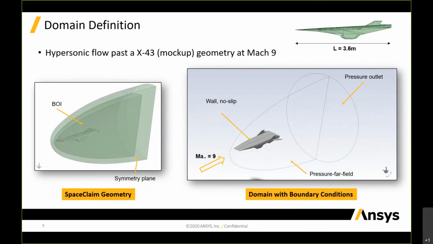Now, before I dive into the live demo of the watertight meshing tool, I just want to define the problem in one slide. What I'm showing you here is a mock-up of the NASA X53 geometry. It's about 3.6 meters in length. As you can see here, the vehicle is symmetrical in shape, so we can consider only half of it. Next, looking at the domain, it is shaped like a half paraboloid, and the domain length is pretty significant, as for a regular hypersonic flow domain.